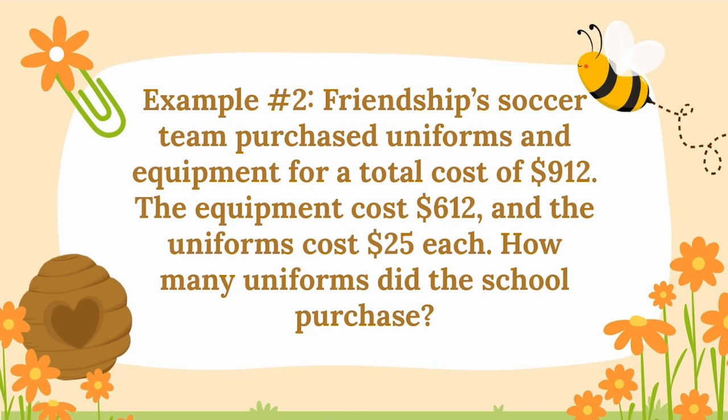Example number 2, Friendship's soccer team purchased uniforms and equipment for a total cost of $912. The equipment cost $612 and the uniforms cost $25 each. How many uniforms did the school purchase? So let's start by identifying the important information. The total cost is $912. The equipment costs $612 and the uniforms each cost $25, and we need to figure out how many uniforms they purchased.